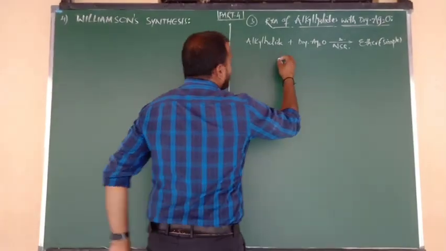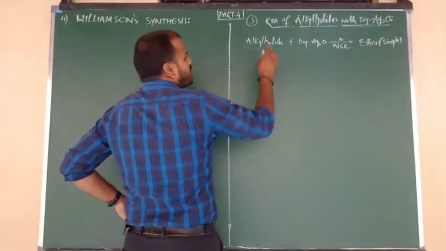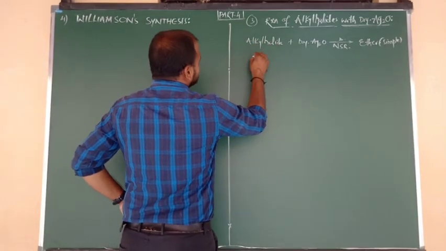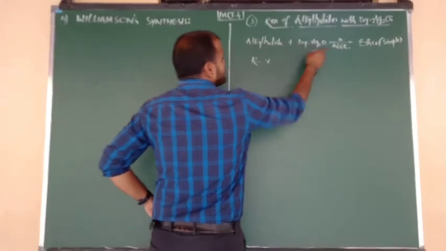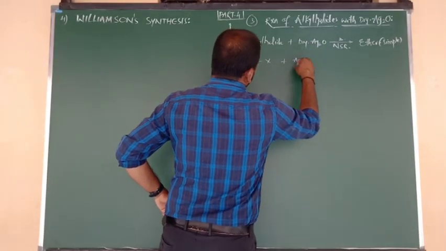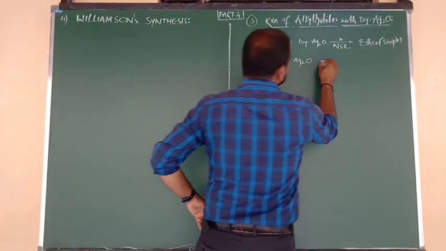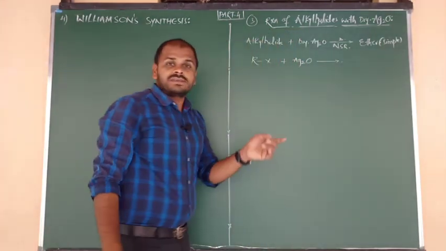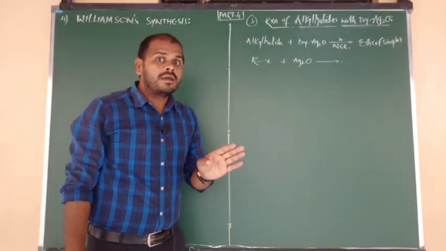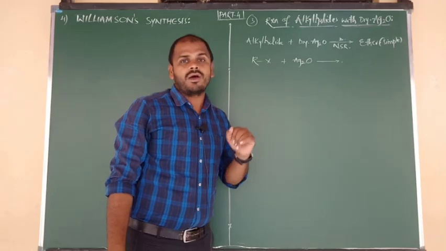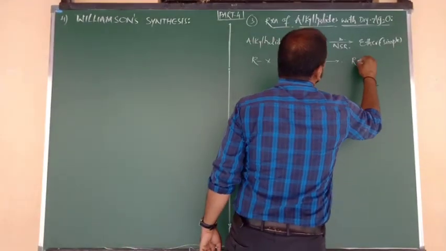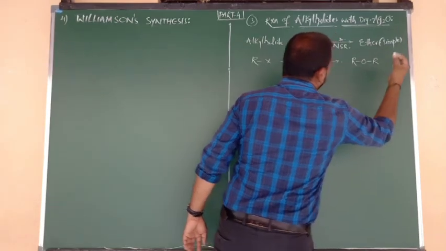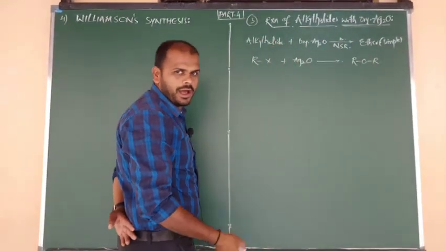Good. Now I am going to give you the equation for the above statement. Alkyl halides, what is the formula? RX. Upon reaction with dry silver oxide, Ag2O. Mixture silver oxide we don't have to take. Only dry silver oxide has to be considered. So Ag2O. And here the product is what? Ether. R bonded to O and O bonded to R.